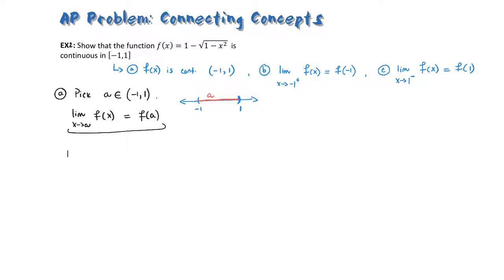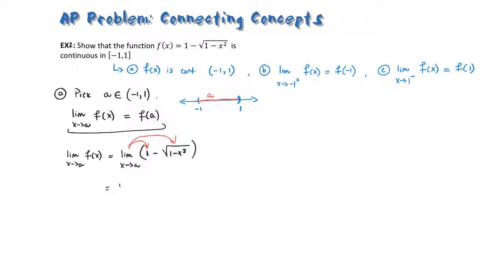So I'm going to start with the left. Again, the limit as x approaches a of f of x. Why don't we go ahead and substitute the expression for the function? This is going to be 1 minus the square root of 1 minus x squared. Let me put brackets to keep everything nicely self-contained. And then I know that by properties of limits, I can apply the limit to the first term and I can apply the limit to the second term.